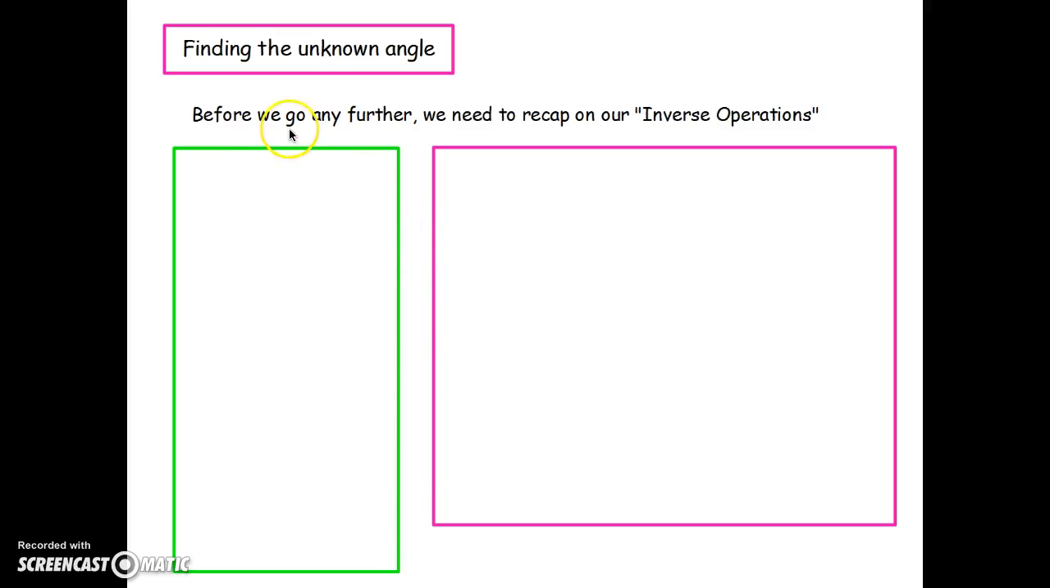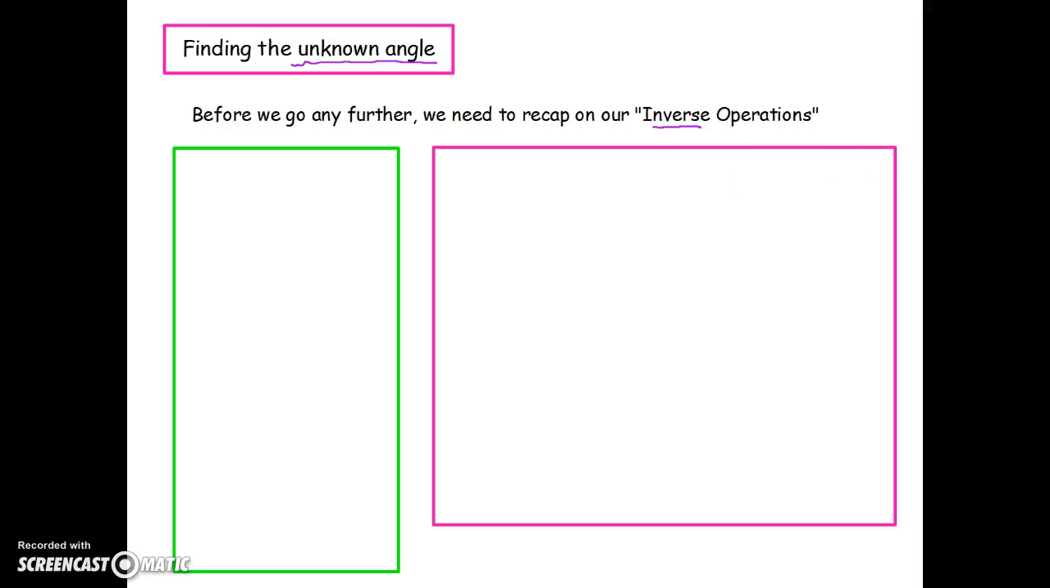In this video, we're going to look at how we use trigonometry to find an unknown angle. We've done lots of things on the unknown sides. But this time, we have an angle that we want to find. Before we go any further though, we just need to recap on what we mean by inverse operations.